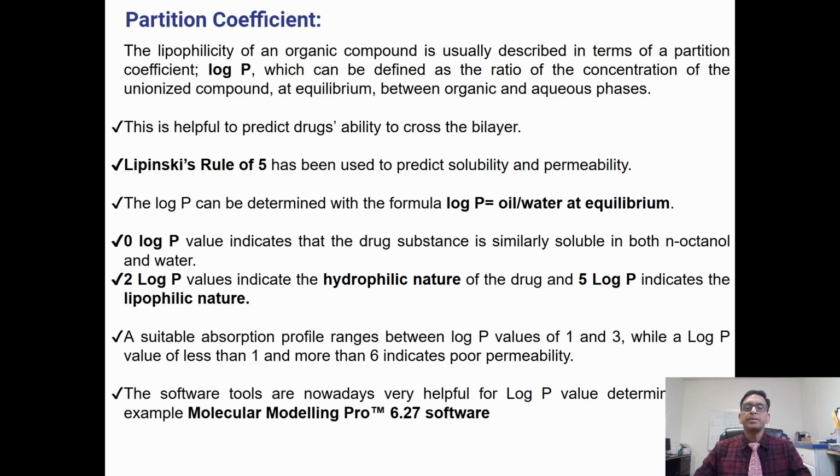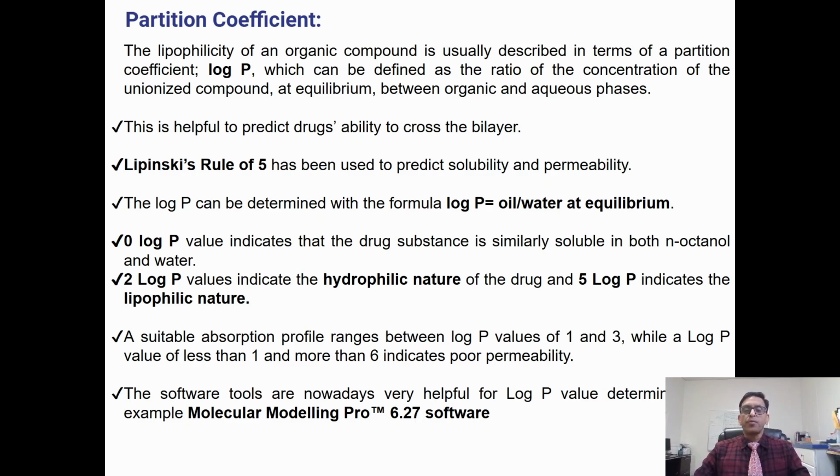Log P can be determined with the formula log P equal to the oil by water ratio at the equilibrium state. A log P value of 0 indicates that the drug substance has similar solubility in both organic solvent like octanol and water, meaning it is equally distributed into both phases. Similarly, a log P of -2 represents a compound that is highly hydrophilic in nature, and a log P value of 5 indicates a more lipophilic nature of the drug compound or new chemical entity.